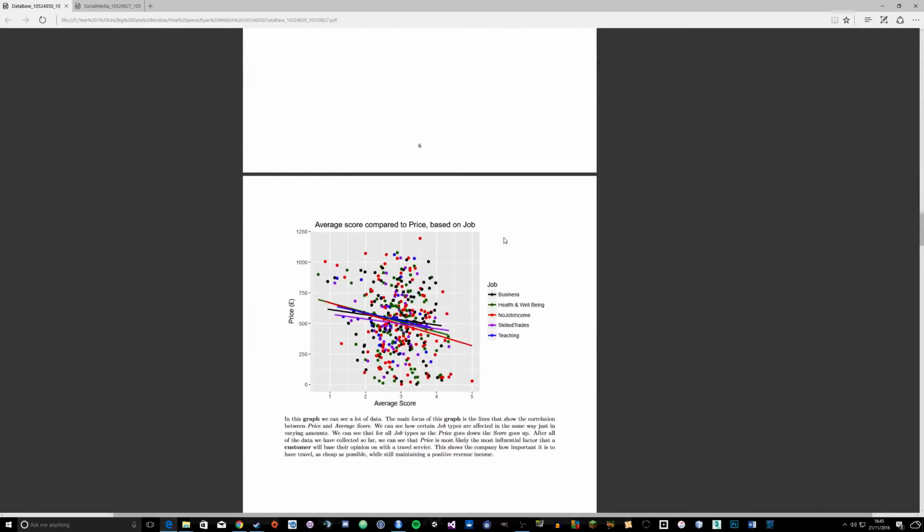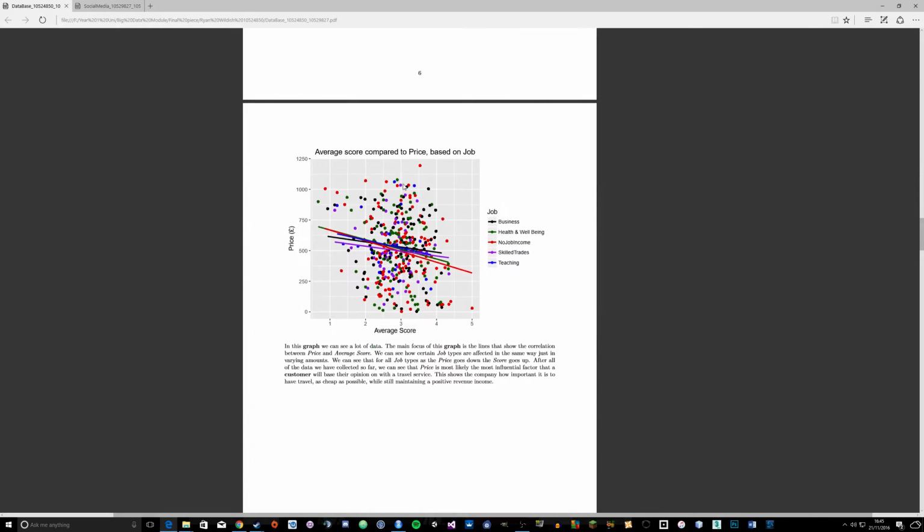So now we move to an interesting one. We've got average score compared to price based on job. In this one, I decided to be a bit more clever about it and create dots of different colours for each different job. Obviously, it makes more sense to do it that way and put price and score on the axes. So yeah, we've got the lines here.